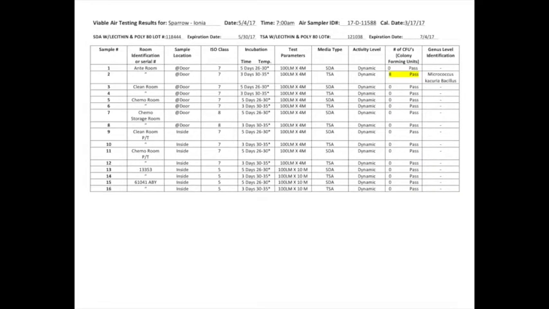Now the last page of the report is an overview summary of all the samples taken, and it's a basic table. It's going to give you the sample number, a room identification or serial number, sample location, ISO class, and incubation time and temperature. Test parameters are going to be either a contact plate or 400 liters to 1,000 liters. Media type is going to be either SDA for fungal or TSA for bacteria.